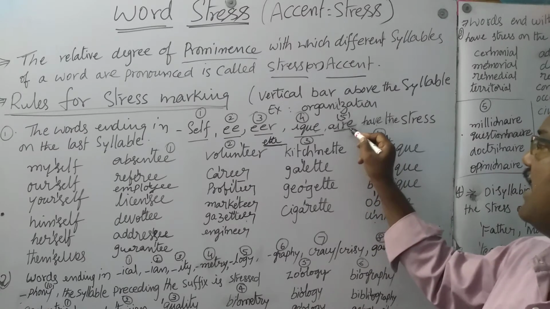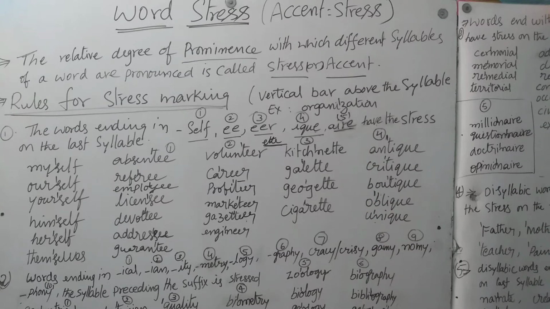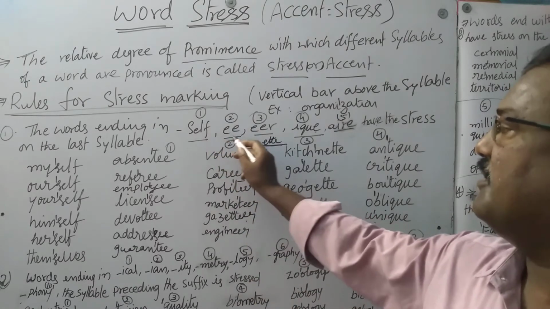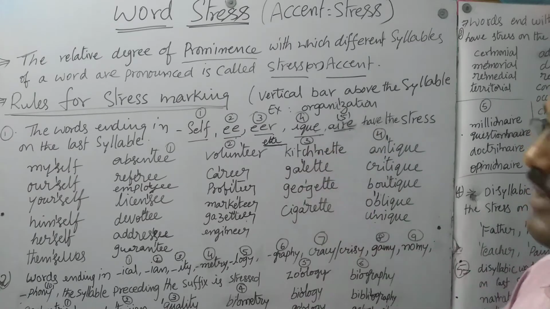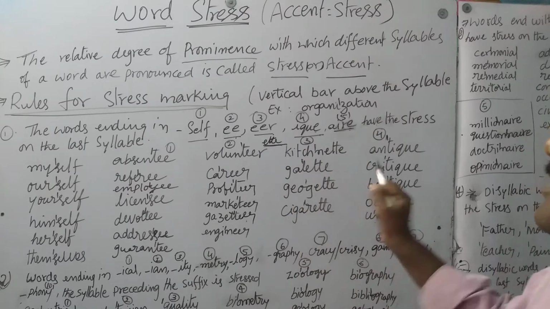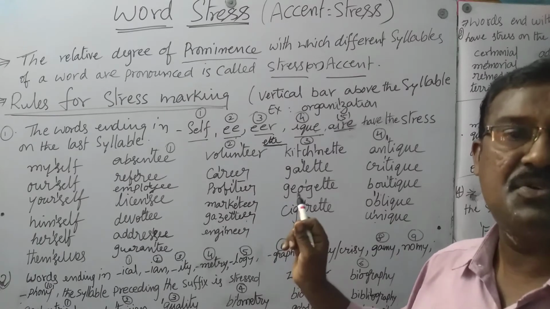Now, another one is there, AIRE. For example, millionaire. Are you able to see here? Millionaire, my dear students, N above. Questionnaire, second N above. Doctrinaire, N above. Opinionaire, N above. Like that, any word that ends with self, EE, ETTE, IQUE, AIRE, the last syllable of the word we have to stress.